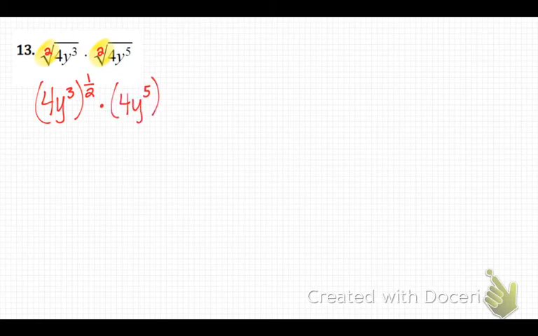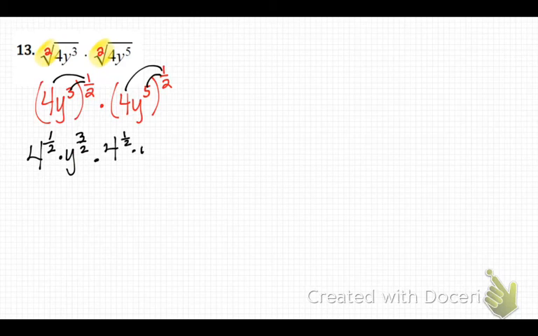Okay, so I'm going to show you exponents. I'll actually show you both. It's pretty fast. If I'm doing exponents, each of the things goes into parentheses. I'll show you the other way in a minute. And then this is where you guys like to say distribute. So that means this gets to all of those parts. So I have 4 to the 1/2 times y to the 3/2 times 4 to the 1/2 times y to the 5/2. Does that make sense?